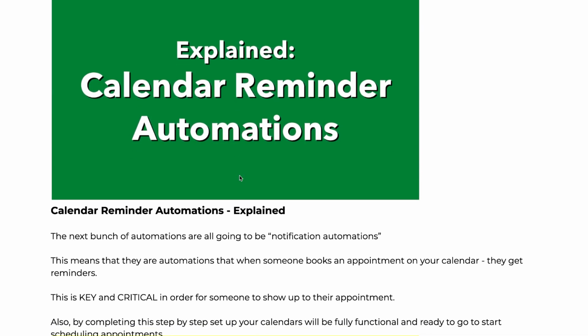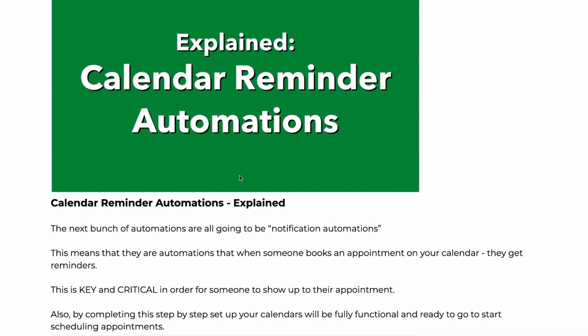So already we talked about, hey, notification automations, right? But this one is going to be a little bit different. These automations and the series of automations that we're going to walk you through is going to be when somebody books an appointment on your calendar, they're going to get reminders, right? SMS, email, all these types of different reminders, right?